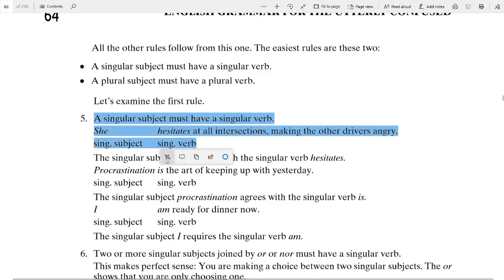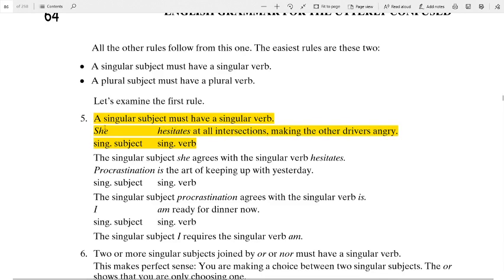Okay, a singular subject must have a singular verb. So singular verb, I already told you that it takes s or es after the base form, and in most of the cases we are seeing whether the subject is third person singular, then it will take only s or es, otherwise it will not take anything. For instance, she hesitates at all intersections, so it is a singular verb because the subject is third person singular.